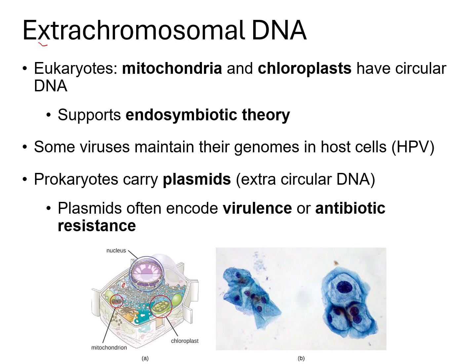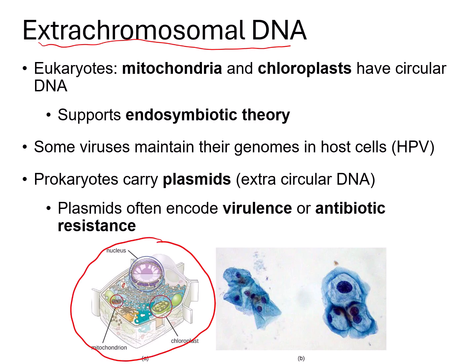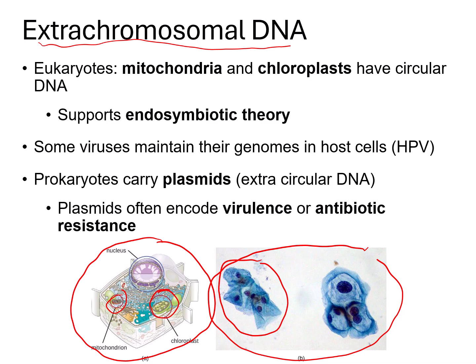And we also have extrachromosomal DNA. Remember, in eukaryotes, like the one shown here, mitochondria and chloroplasts have their own circular DNA, and this supported the endosymbiotic theory. Some viruses can also maintain their genomes in our host cells. So over here, there is a picture of normal epithelial cells from a pap smear, and then abnormal cells from human papillomavirus that causes certain structural changes.